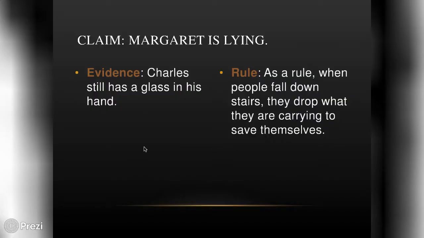It's a little suspicious. Her husband just died. She's lying. Evidence: Charles still has a glass in his hand. As a rule, when people fall downstairs, they drop what they're carrying to save themselves. Actually, no, because my dad fell down the steps, he had a laptop in his hand and held it the whole way down. Also the beer. Here's the big thing. What if he was still alive?